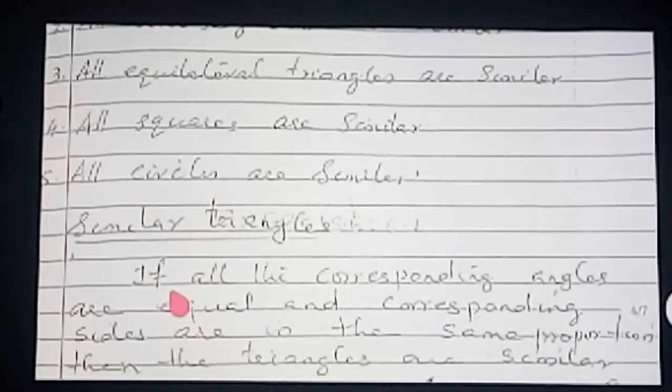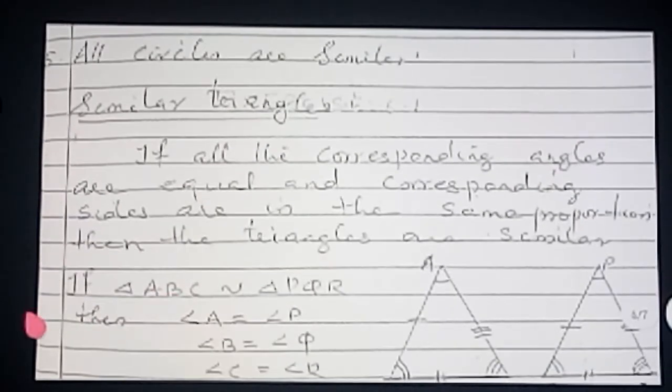Now, next point I have written here: what is meant by similar triangles? What type of triangles can we call similar triangles? That is the definition, so listen properly. If all the corresponding angles are equal and all the corresponding sides are in the same proportion, then the triangles are similar. When can we say two triangles are similar?